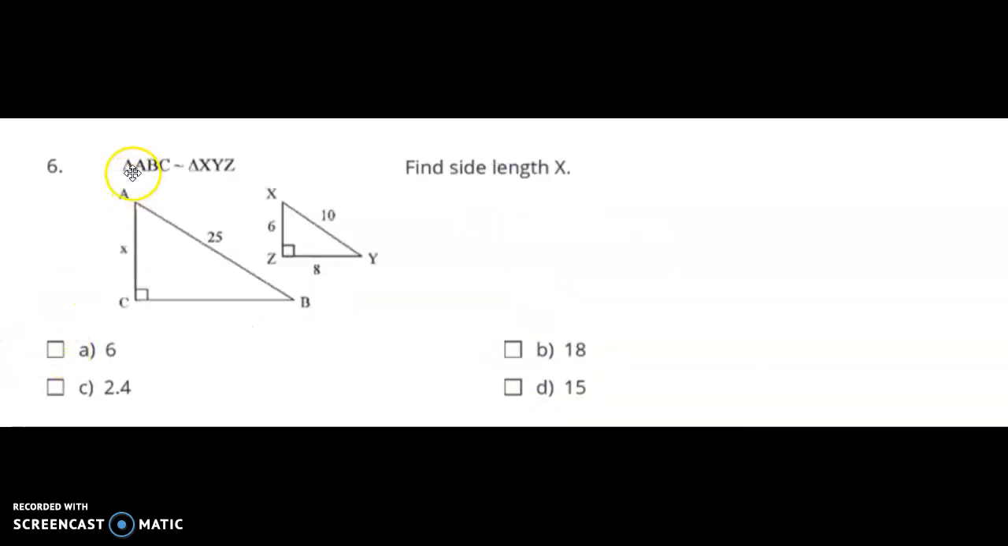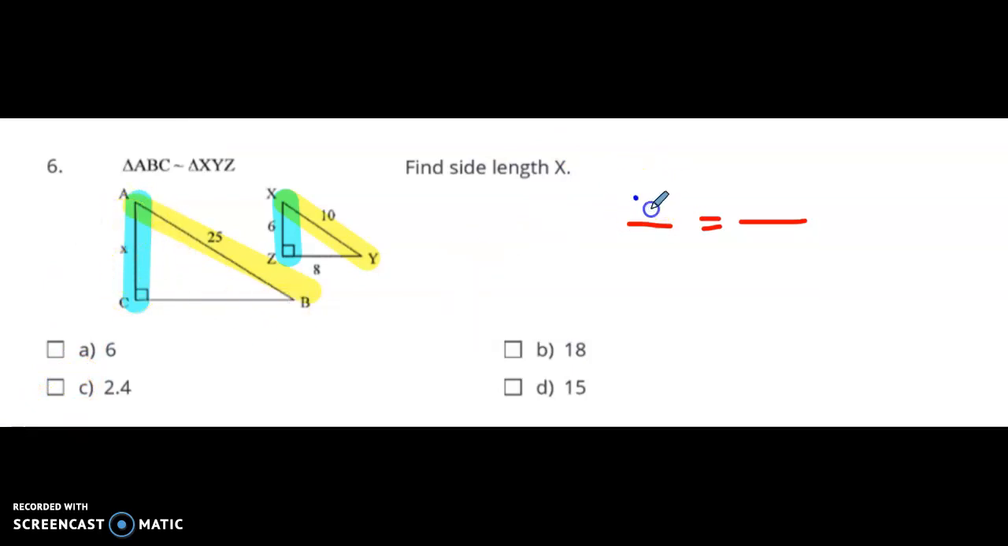In question 6, they're telling us triangle ABC is similar, this little squiggle means similar, to triangle XYZ. We want to find the side length of X. So looking at our corresponding sides, we have side AC and XZ are corresponding, and 25 and 10 are corresponding. Now I have this information about 8, but I don't have the information from C to B, so I wouldn't use those corresponding sides.